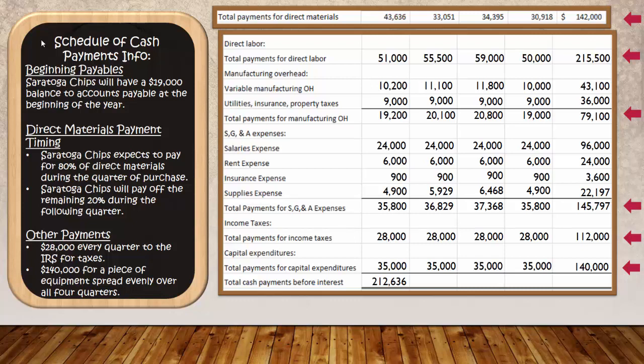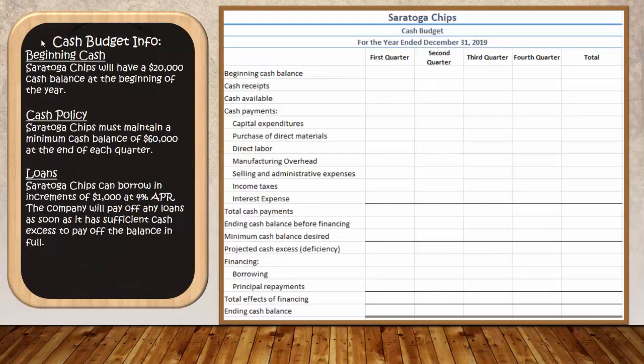In the second quarter, we're going to have total cash payments before interest of $208,480. In the third quarter, it's going to be $214,563. In the fourth quarter, it's going to be $198,718, giving us total cash payments before interest of $834,397 for the year, the sum of the 4 numbers listed in the total cash payments before interest column.